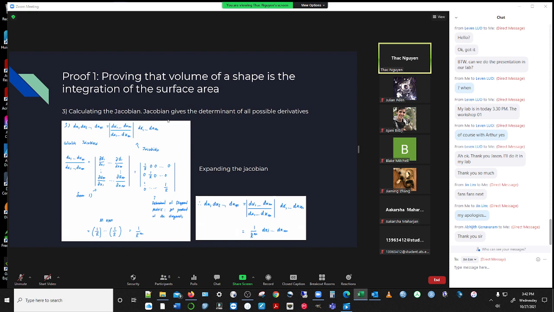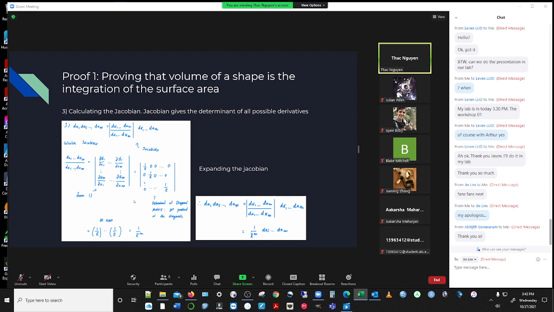We then need to calculate the Jacobian to give the determinant of all possible derivatives. We can set up du1 to dum as the Jacobian of u1 to um over x1 to xm. Expanding the Jacobian gives us partial u1 over partial x1, and all the way to the right partial u1 over partial xm. Down from the top left is partial um over partial x1, and the bottom right gives us partial um over partial xm. Solving the partials gives us 1 over r, a diagonal matrix.